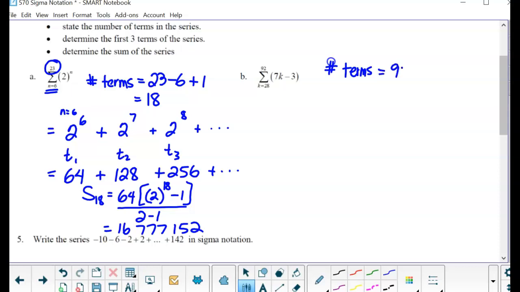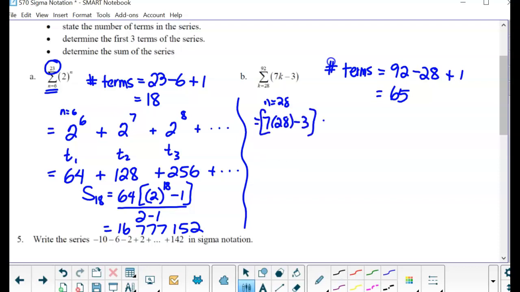Number of terms equals 92 minus 28 plus 1. So what's that? 92 minus 28 is 64, plus 1 is 65. Okay, then find the first 3 terms. So the first term is when n equals 28. So that's going to be 7 times 28 minus 3, the first term, plus 7 times 29 minus 3 is the second term, plus 7 times 30 minus 3 is the third term. And then find the value of those.